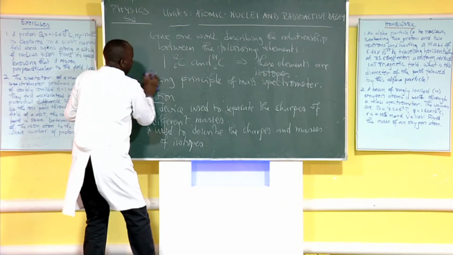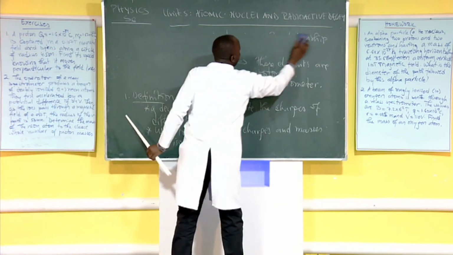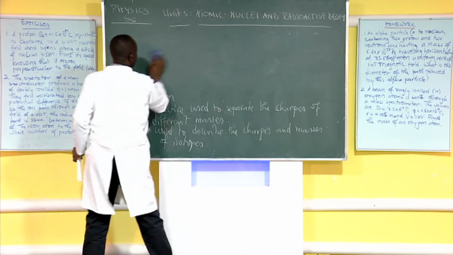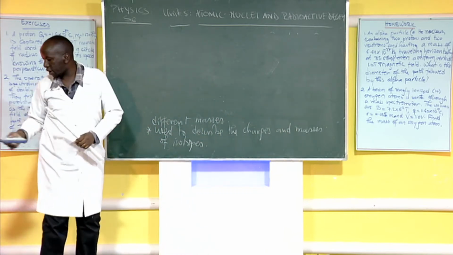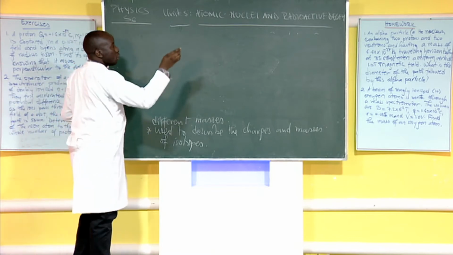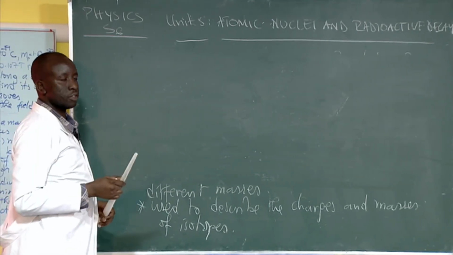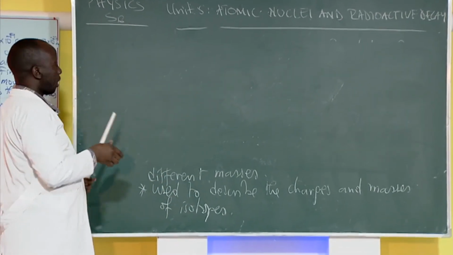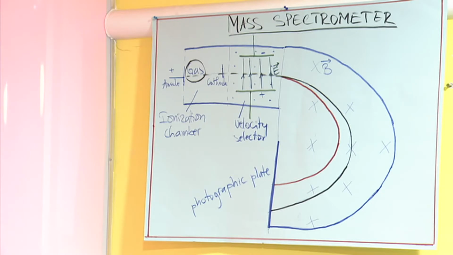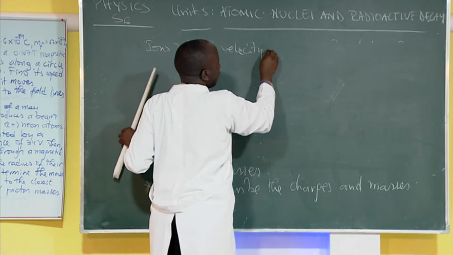I hope you have finished copying this, because this is what I told you to write down as explanations. Let's leave this one for you to continue. So when the ions are ejected from the ionization chamber into the velocity selector, what we have there are the two fields. It means that there will be ions in the velocity selector.